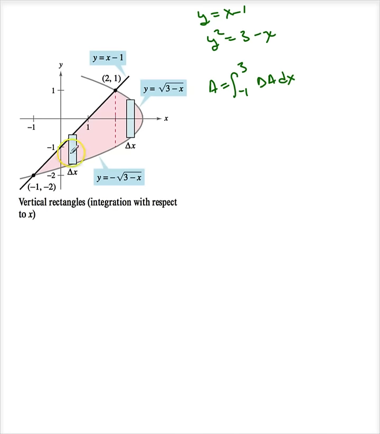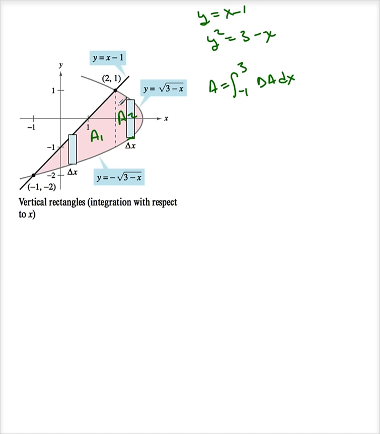Now the problem with doing that is from -1 to 2, x minus 1 is my top function, and y equals minus the square root of 3 minus x is my bottom function. So let's call that a1. And from 2 to 3, y equals the square root of 3 minus x is my top function, and y equals minus the square root of 3 minus x is my bottom function.